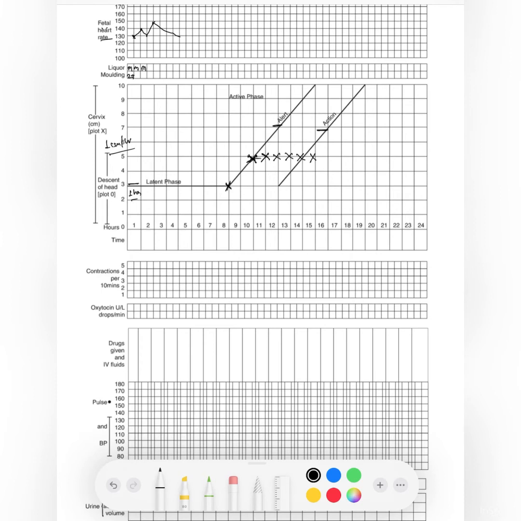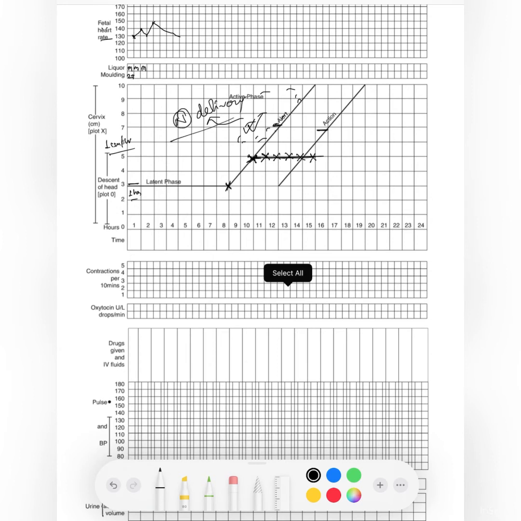So we can see this is the cervical dilatation plot, and you have to look if you find it in here, in the alert line. Means in this portion, in the alert line, you have to go for normal delivery because the progression is good.